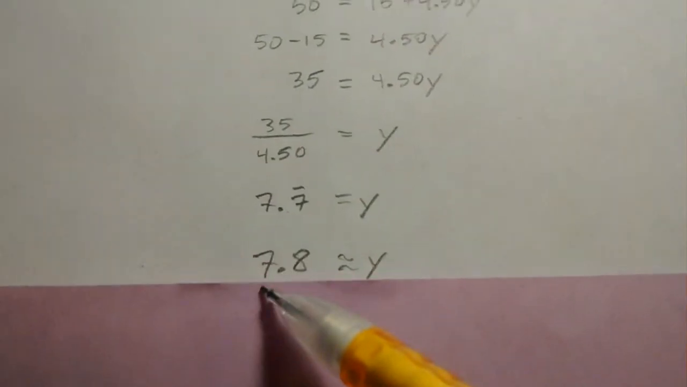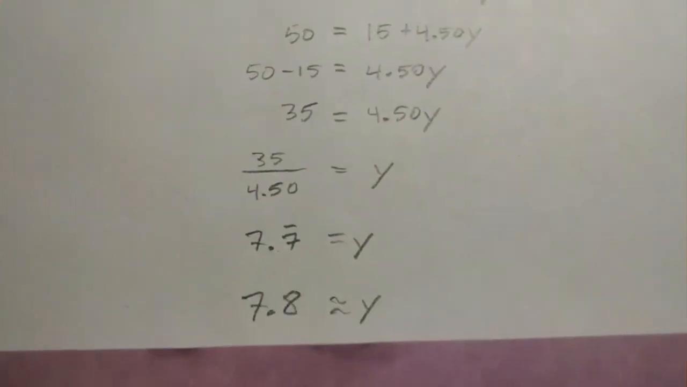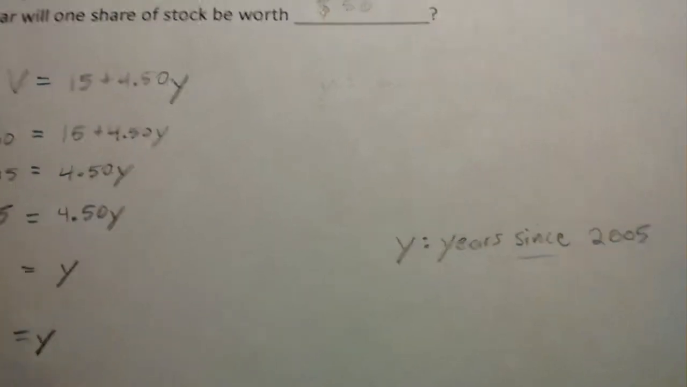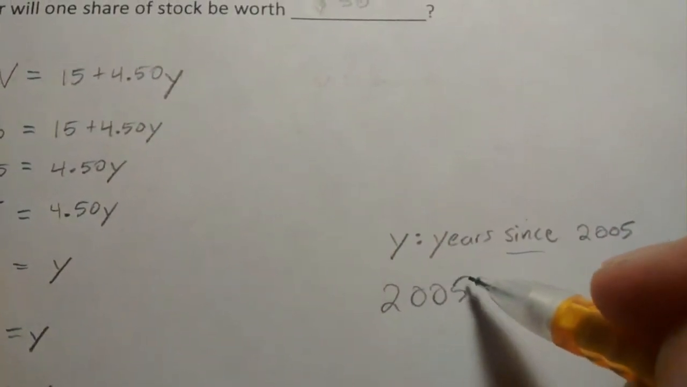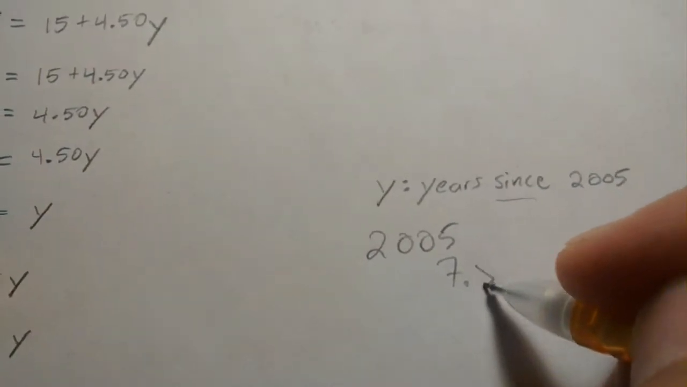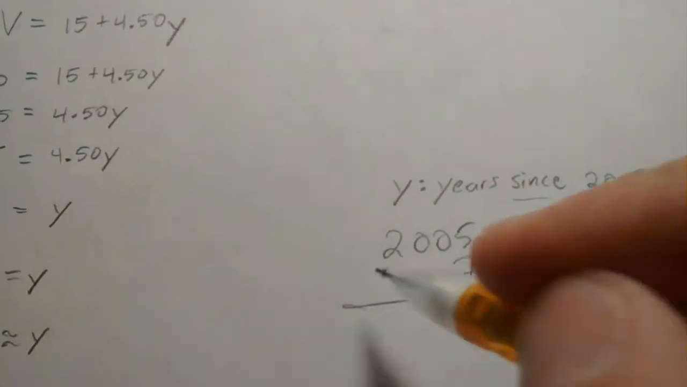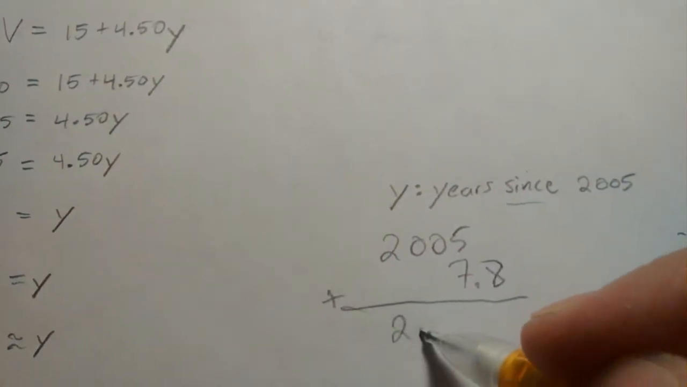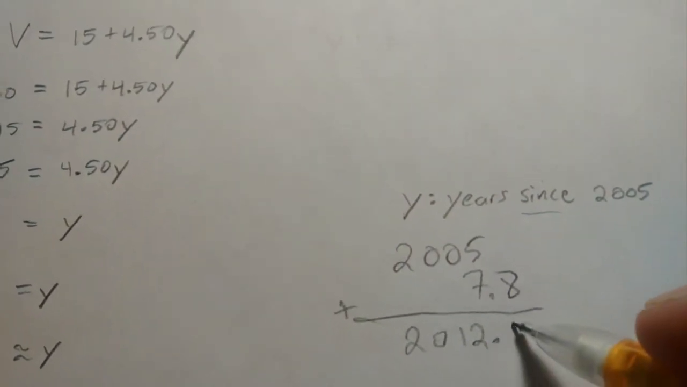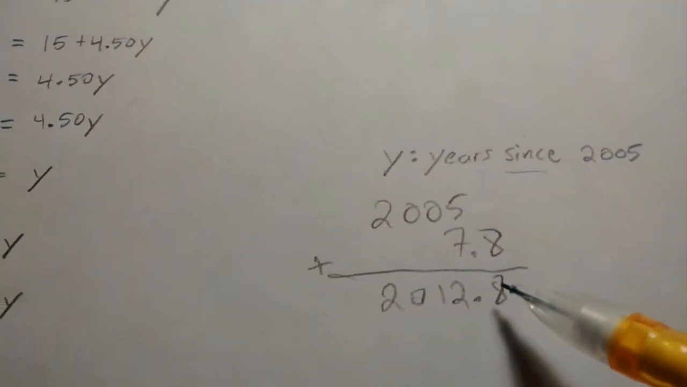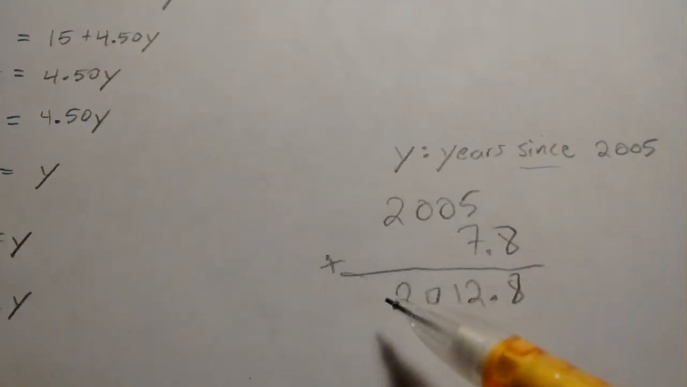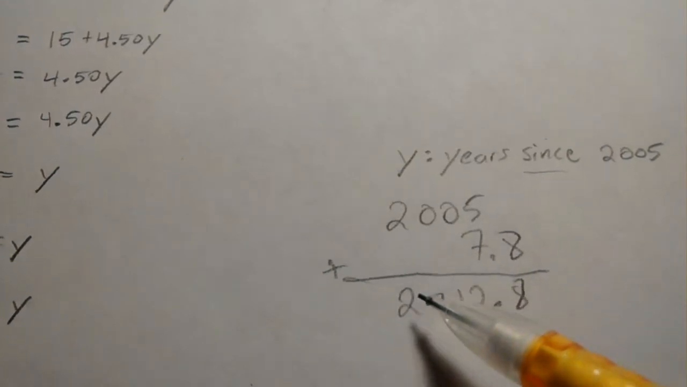So again, that represents 7.8 years since 2005. So I wrote this down here to show you something. This is what the y variable means. In other words, if you start at 2005 and you add to it 7.8 years, you're going to get 2012.8. Now, what calendar year does that represent? And so some of you may think, oh yeah, that's 80% into the year 2012.